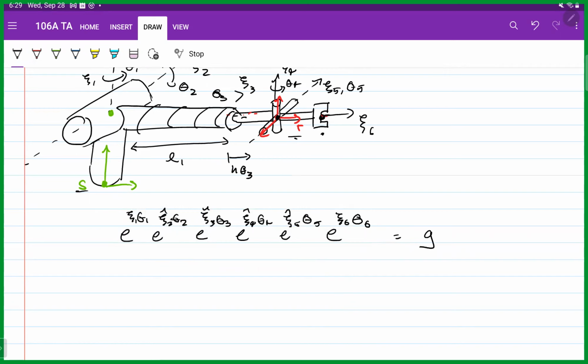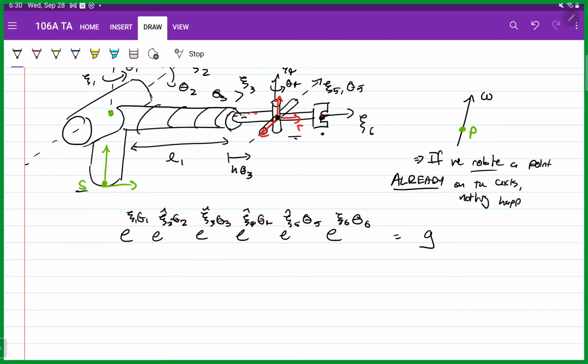Something that we know is that if we apply a rotational transformation to a point on the axis of rotation, it's going to do absolutely nothing. If I have this axis in space, omega, and I take a point P on this axis, and I rotate this point P about this axis omega by some angle theta, no matter what that angle theta is, we're already on this axis. It's going nowhere. So if we rotate a point already on the axis, nothing happens.